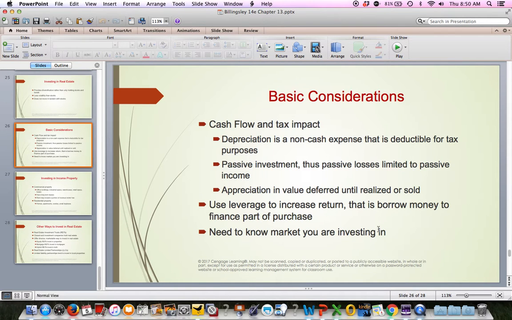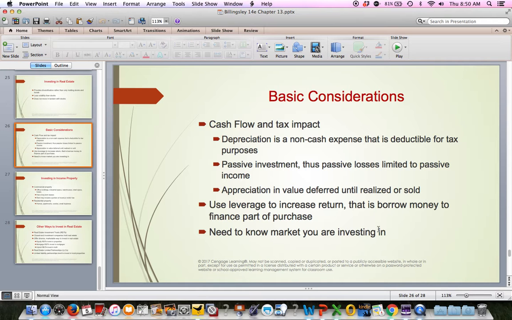So, for cash flow and tax impact, depreciation is a non-cash expense deductible for tax purposes. So if you own real estate that you are hoping to get some kind of return out of, you have a tax break of depreciation, which is good. It's considered to be a passive investment, and passive losses are limited to passive income, which could be good or bad. And appreciation value is deferred until realized or sold.